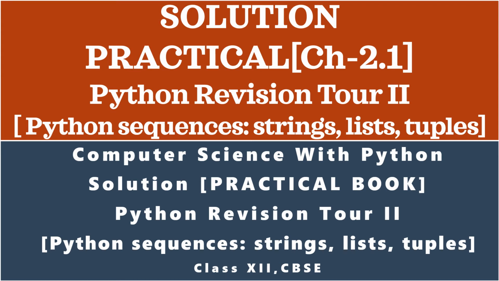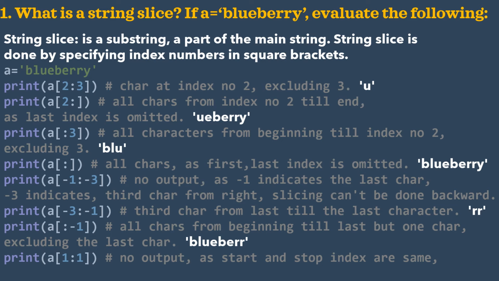Hi everyone. In this video, we will discuss all the practical questions of the practical book, chapter 2.1, that is Python sequences, strings, lists, and tuples. The first question is, what is a string slice? If A is equal to blueberry, evaluate the following.